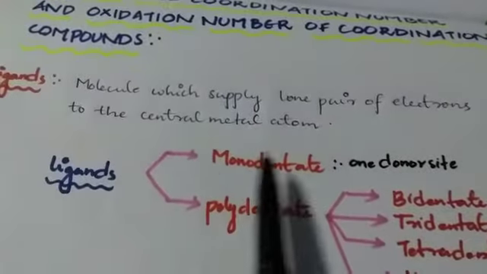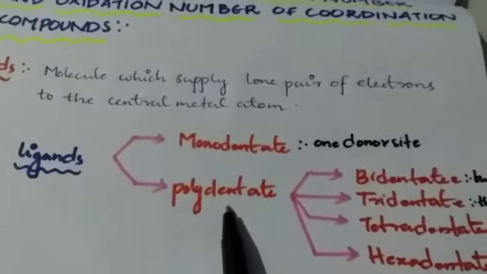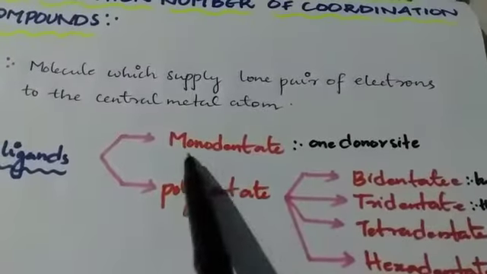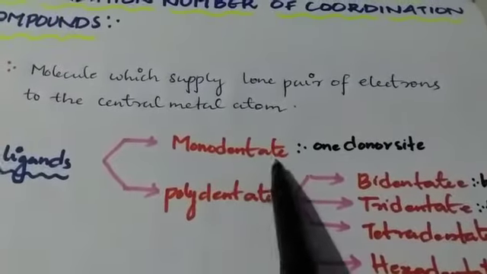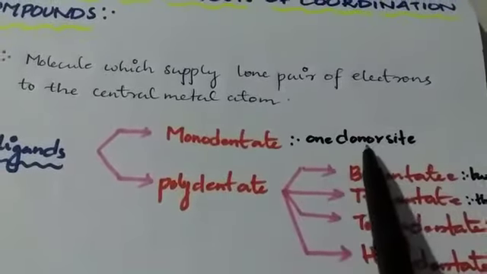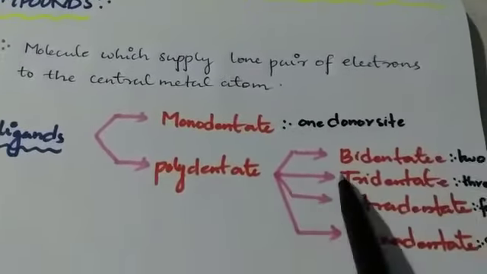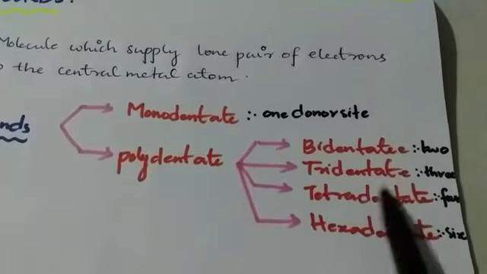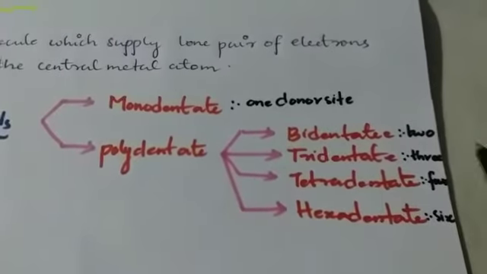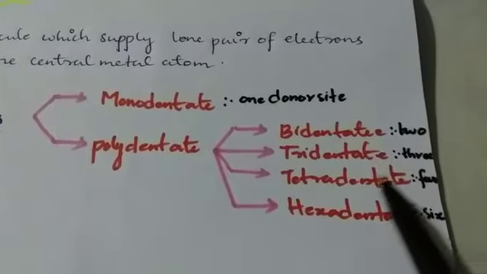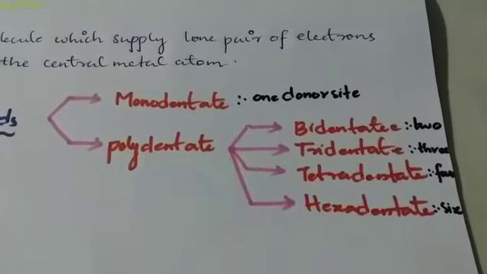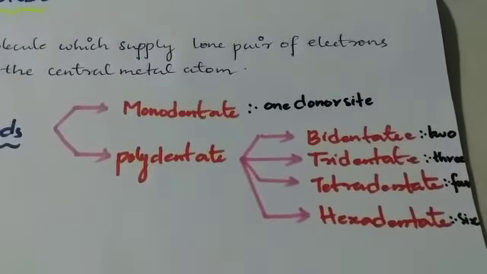Ligands are classified into two types, monodentate and polydentate ligands. Monodentate: mono means one, dentate means tooth, that is they have only one donor site. And polydentate is again classified into bidentate, tridentate, tetradentate and hexadentate. The bidentate have two donor sites, tridentate have three donor sites, tetradentate have 4 donor sites and hexadentate have 6 donor sites. Now we can study the examples of this.